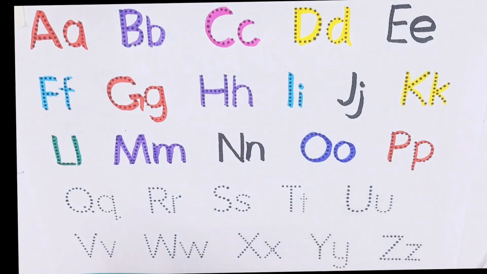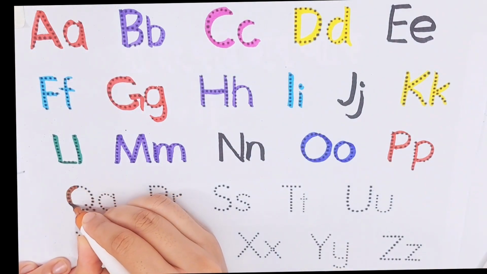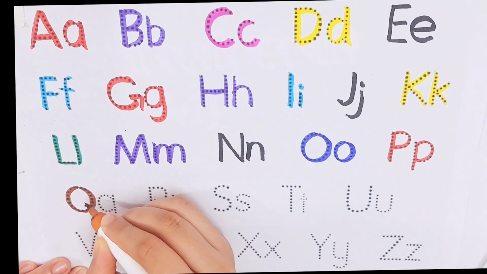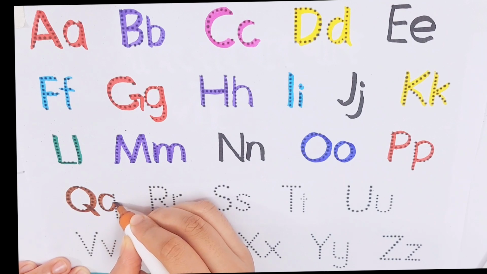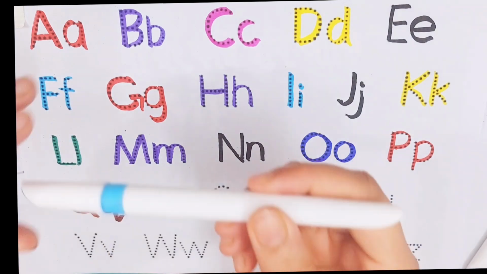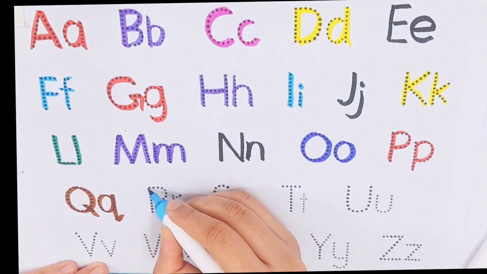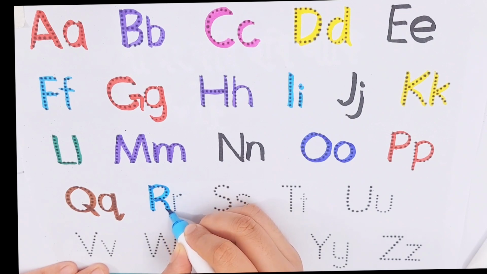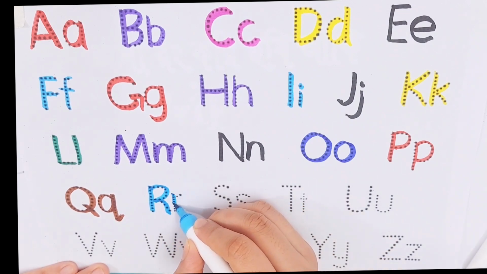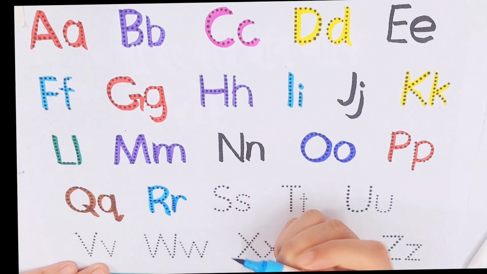Brown color. Q. Q for queen. Light blue color. R. R for rose. R for green.